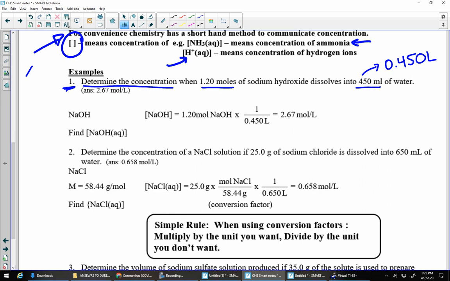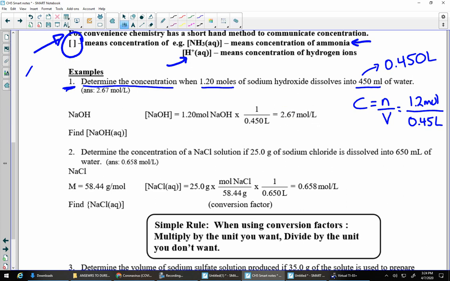So if we're using our formula for this, we'd say C is equal to N over V. Cool. We'd plug the number of moles in, 1.2 moles divided by the number of liters, 0.45 liters, and we'd end up with 0.67 moles per liter. So not bad. We can use a formula, but again, that relies on memorizing a formula.